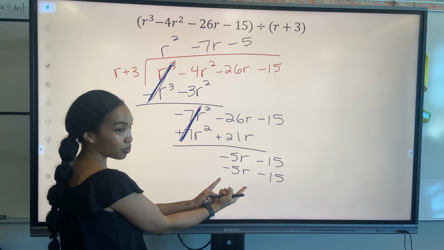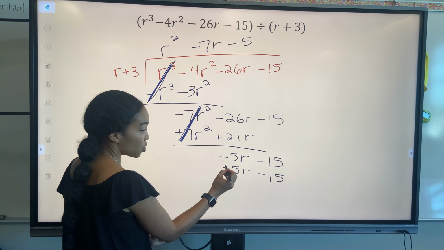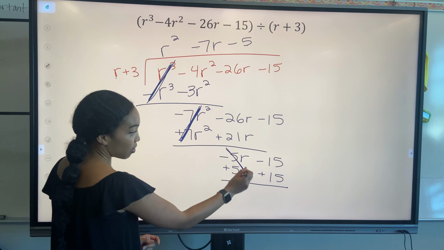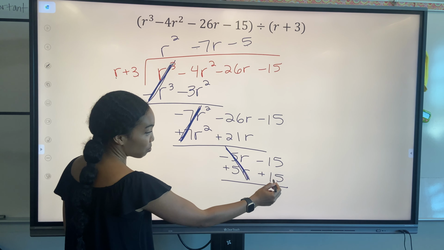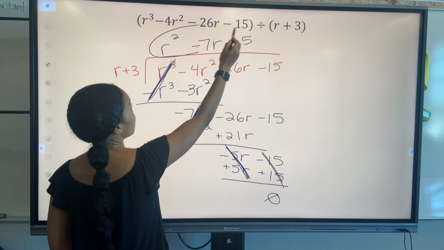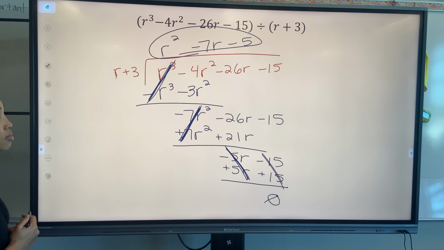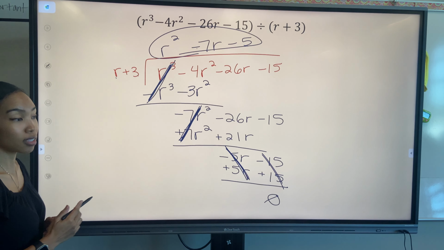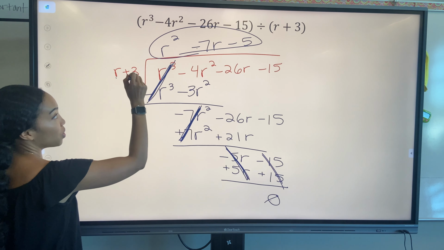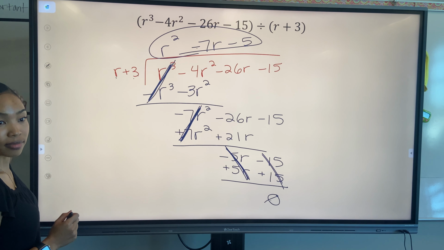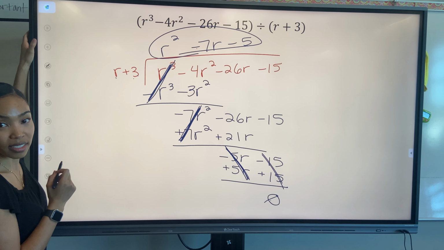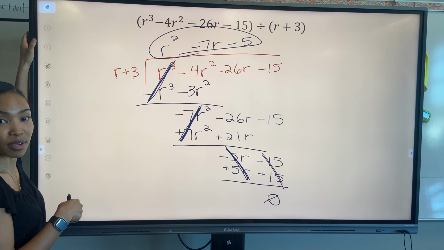What do we do? Change the sign. So addition. That cancels out. -15 plus 15, that cancels out. So I don't have a remainder. This is my answer up here. So if there was a remainder, you would just put the half thing. You would put the remainder over what you divided by. Okay? So if it was like remainder of 1, it would be 1 over R plus 3. Exactly. And we'll see that in the next example.